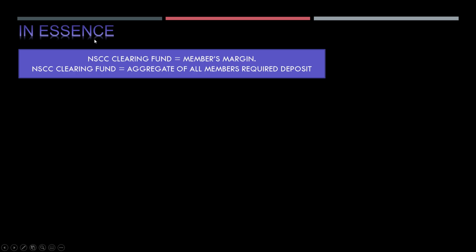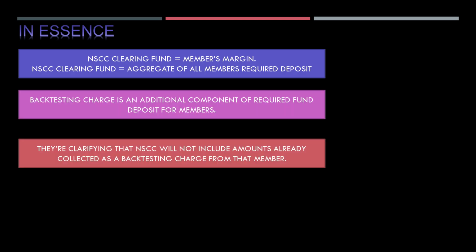In essence, NSCC clearing fund is a member's margin, or is an aggregate of all members' margin. The required fund deposit is the individual margin requirement for each member. We have backtesting charge, that is an additional component of required fund deposit that may be assessed if a member needs an adjustment because they don't have their act together. Now, they're basically clarifying that NSCC will not include amounts already collected as a backtesting charge from the member.